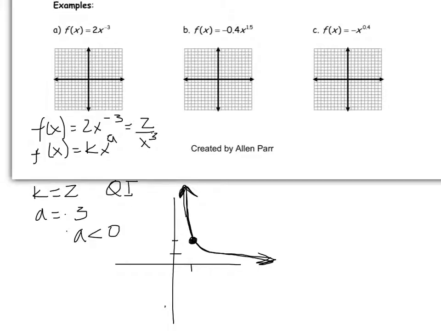Now we have to decide whether this is an even or odd function. If it's even, I have to draw the other half across the y-axis. If it's odd, I need to reflect the other half about the origin. The big cheat on this one is that my power is an odd number, so it reflects over the origin.